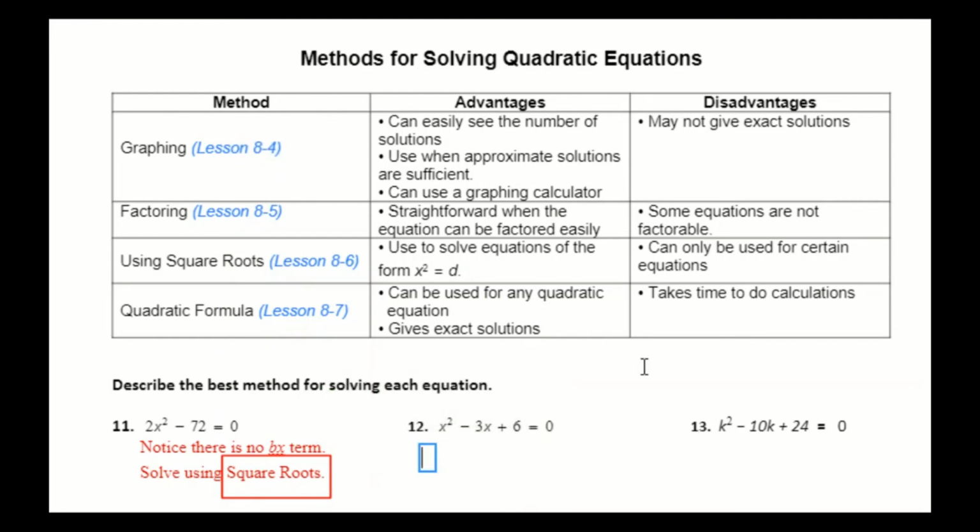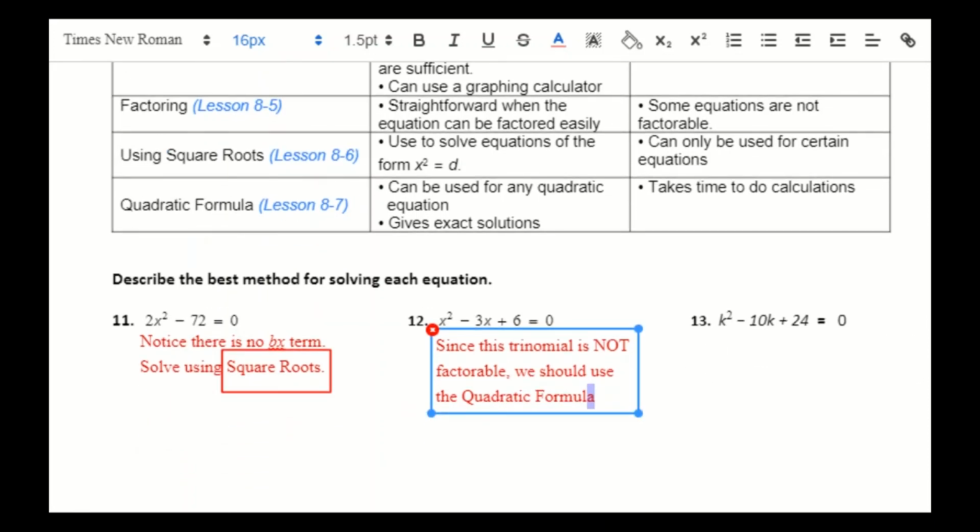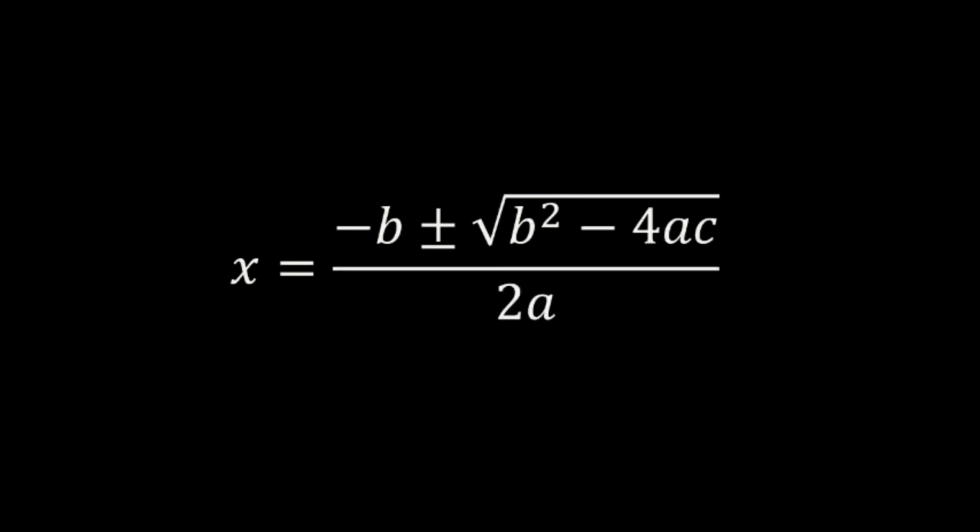So I'm just going to say something like, since this trinomial is not factorable, we should use the quadratic formula, which is what we did on all the examples today. Did I spell that right? Quadratic formula, yeah. And just as a reminder, the quadratic formula is this: x is equal to -b plus or minus the square root of b squared minus 4ac all over 2a.